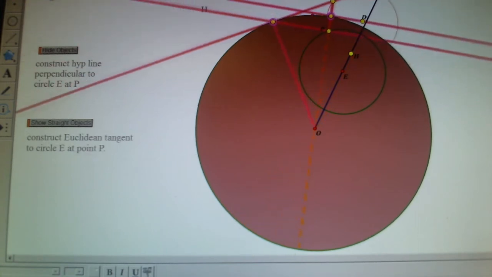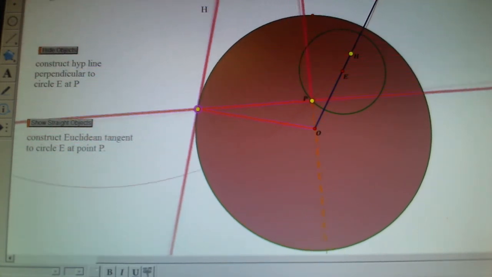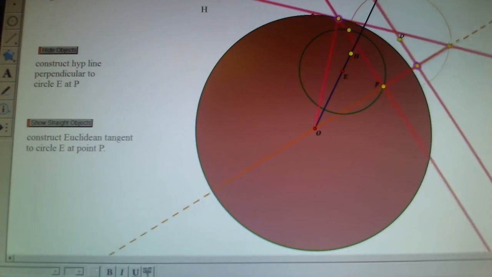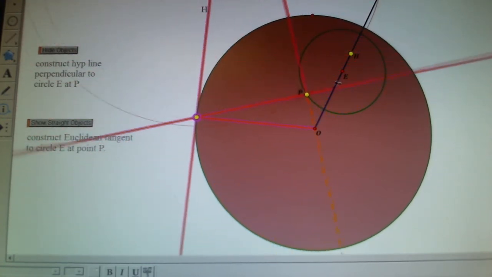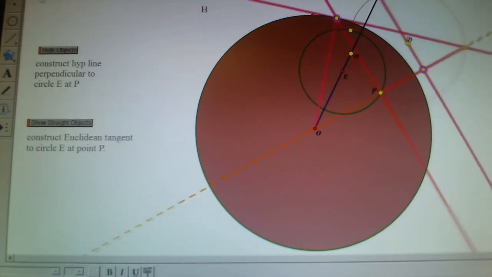Look at P and P inverse get close together and then get further away. And now they're getting close together again. P and P inverse getting close together. And then as P gets close to O, P inverse gets further away.